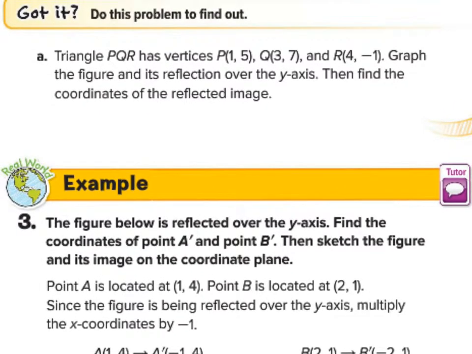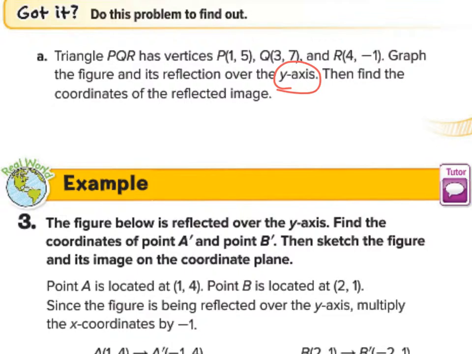Make sure that you pause the video if you think you can do it on your own. Okay? Triangle PQR has vertices P 1, 5, Q 3, 7, and R 4, negative 1. Graph the figure and its reflection over the y-axis. So if I'm going over the y-axis, the reflection, I have to change my x. Right? Because I'm going to move over the y, so that means I have to move horizontally to the other side. Okay? Then find coordinates of the reflected image.